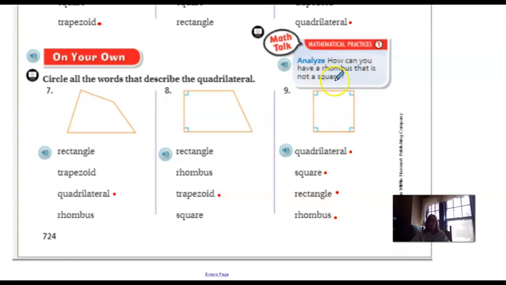How can you have a rhombus that is not a square? A rhombus has four sides with four equal lengths like a square, but a rhombus may not have four right angles like a square. Okay? So squares have to have right angles.